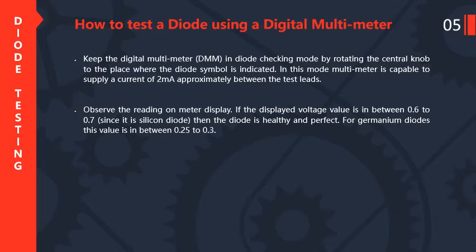If the displayed voltage value is between 0.6 to 0.7, since it is a silicon diode, then the diode is healthy and perfect. For germanium diodes, this value is between 0.25 and 0.3 volt.